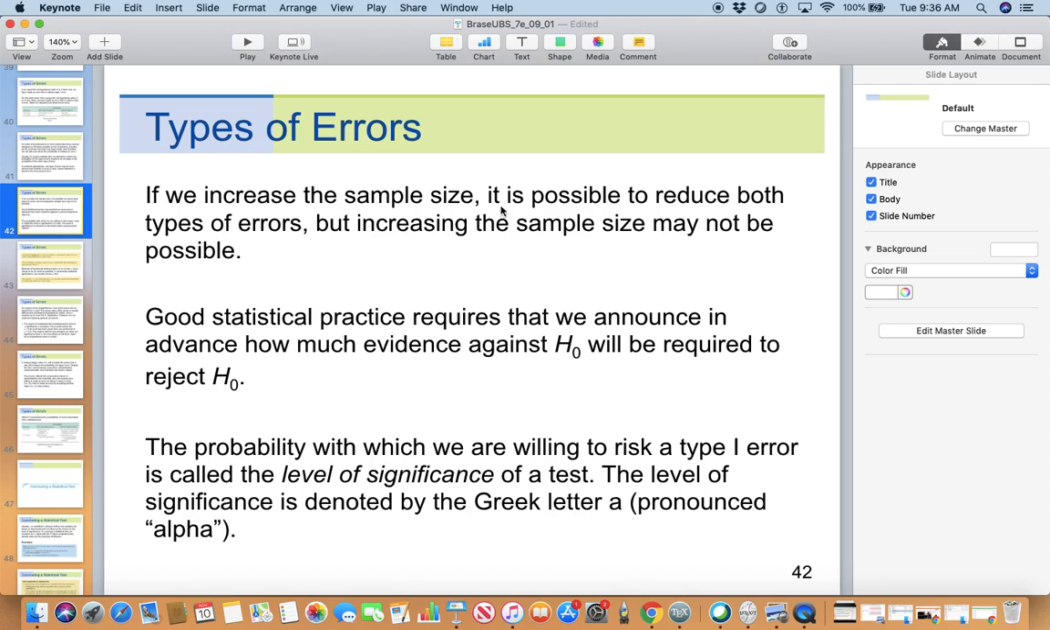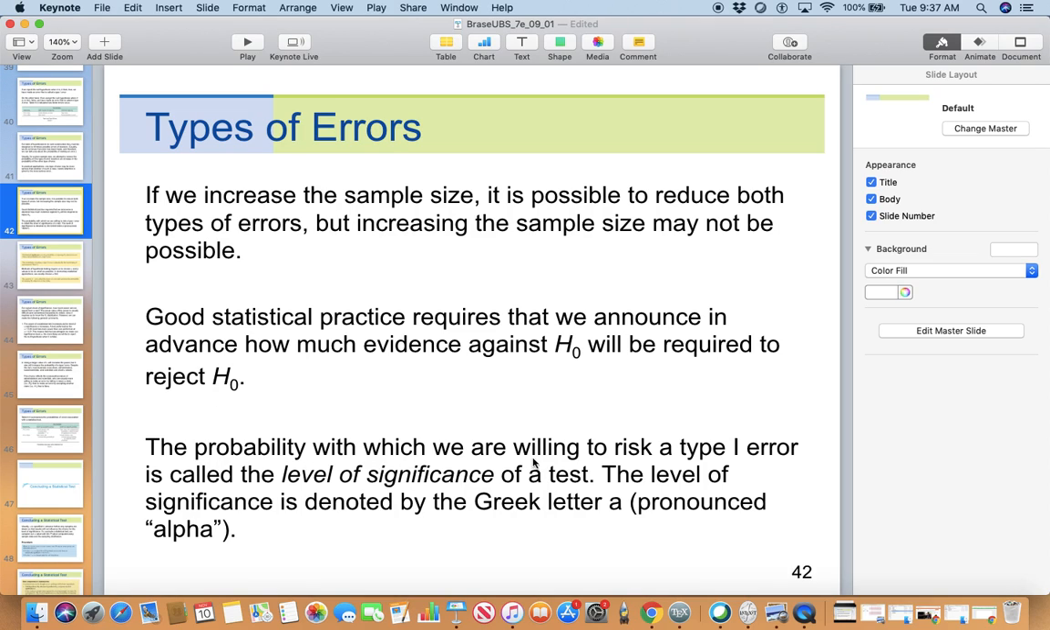If we increase the sample size, it is possible to reduce both types of errors. But increasing the sample size may not be possible. Good statistical practice requires that we announce in advance how much evidence against H0 will be required to reject H0.